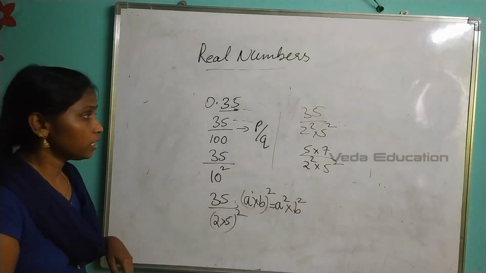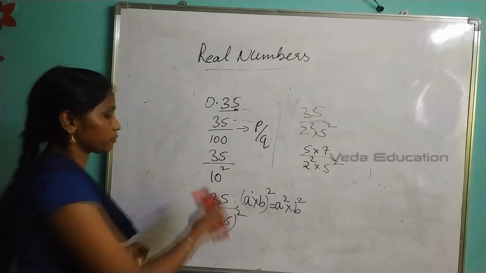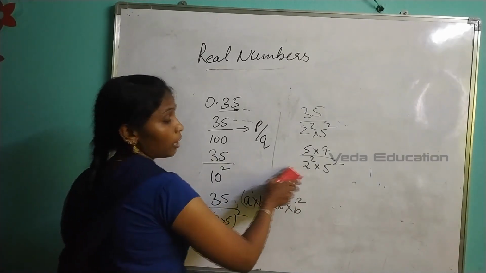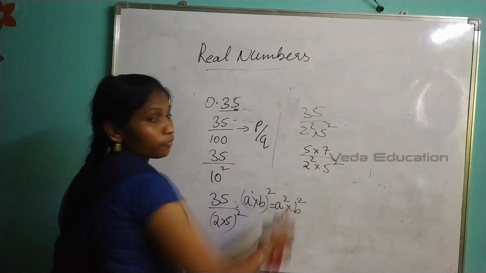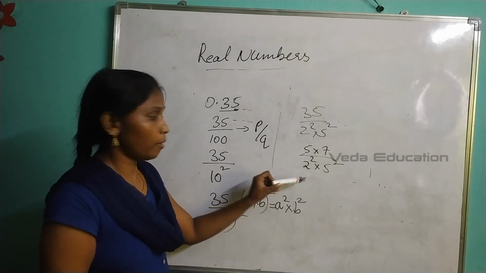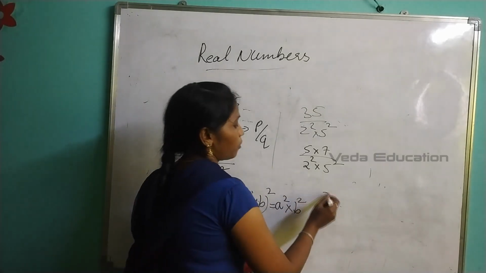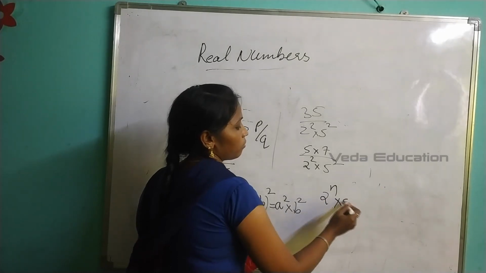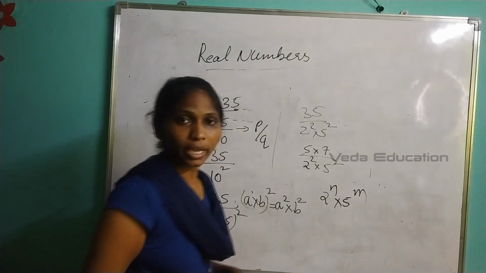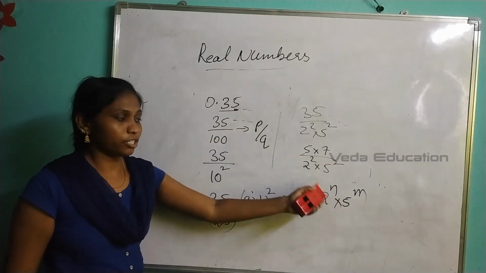Got it? Next, another example I am taking. First clearly understand. Everyone observe here: for the denominator, after prime factorization, it is in the form of 2 to the power of n and 5 to the power of m. After doing the prime factorization, we got this.